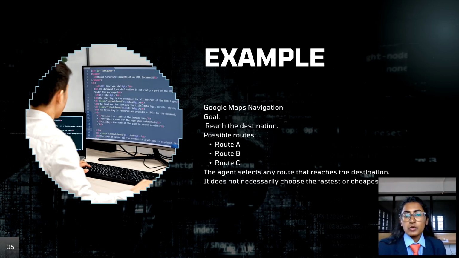Let us understand the goal-based agent with an example. The example given is Google Map navigation. Suppose I want to travel from my home to my college and the goal is to reach the destination. Google Map may show route A, route B, and route C. The goal-based agent simply chooses any route that reaches the destination. It does not necessarily choose the fastest or the cheapest route. Its major objective is to make sure that I reach the destination.